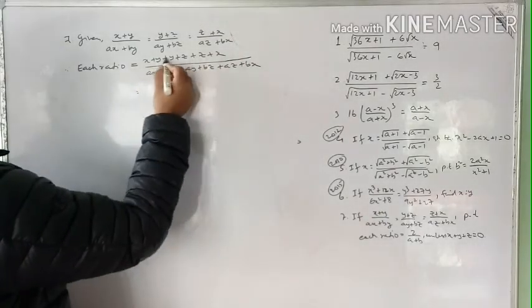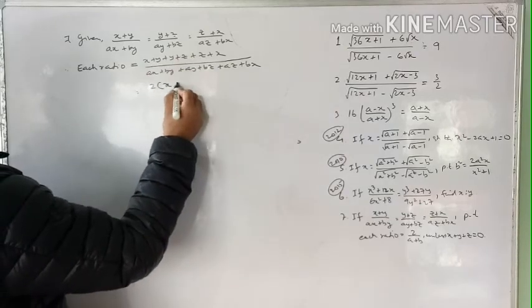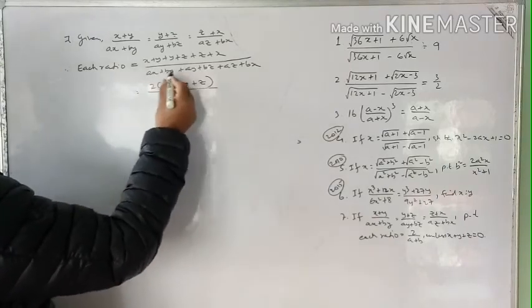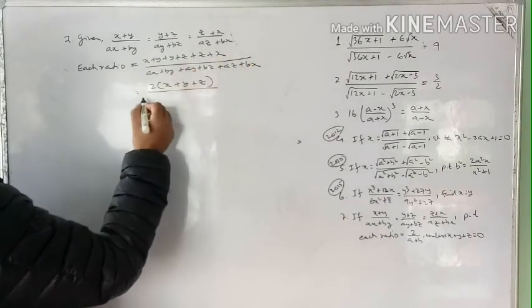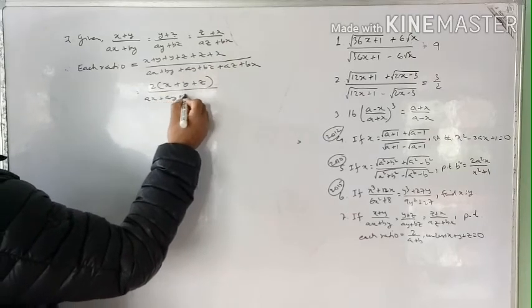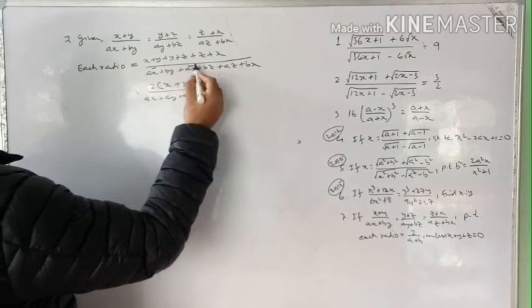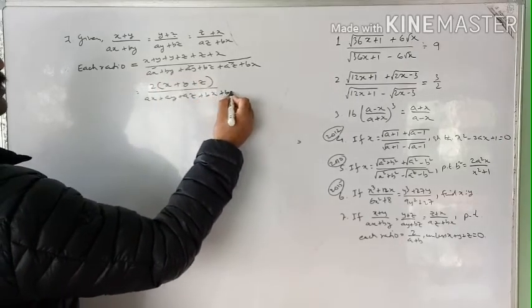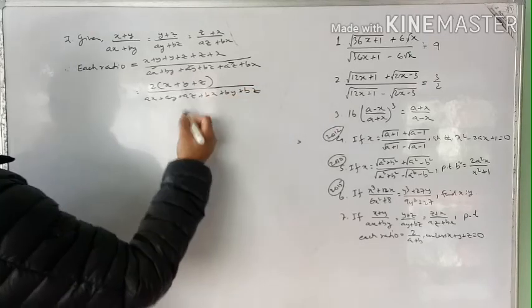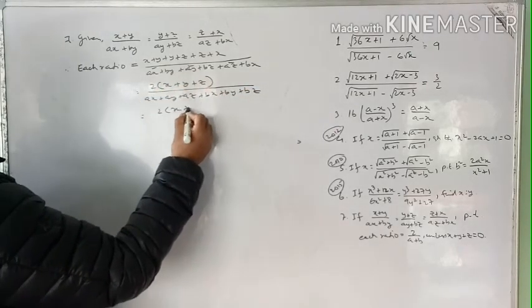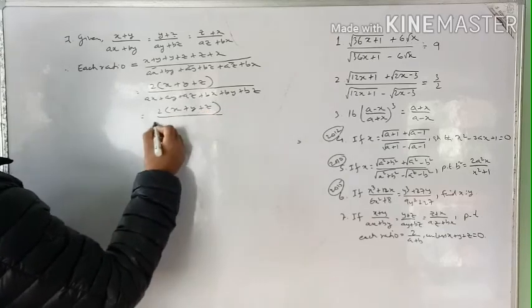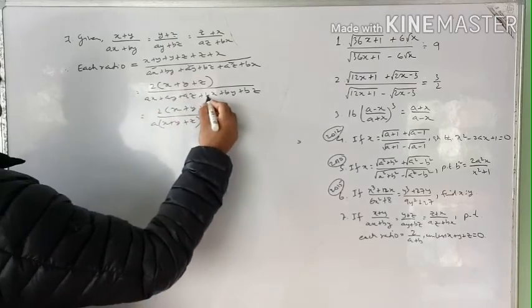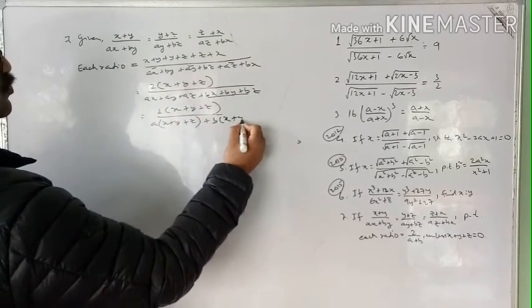So here you have 2x, 2y, 2z. So you can write twice x plus y plus z. Here write a terms together and b terms together. So you get ax plus ay plus az, then write bx plus by plus bz. We do this so that we can take common. So twice x plus y plus z upon, here if you take a common you get x plus y plus z, and if you take b common here you get x plus y plus z.